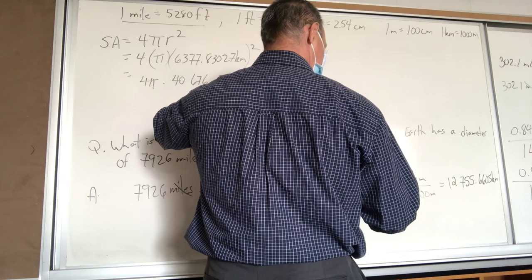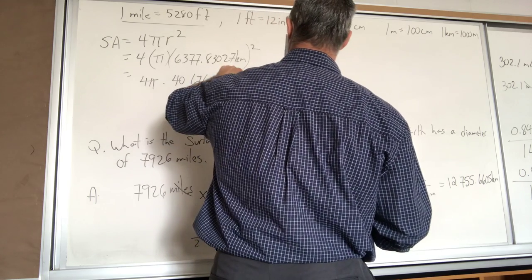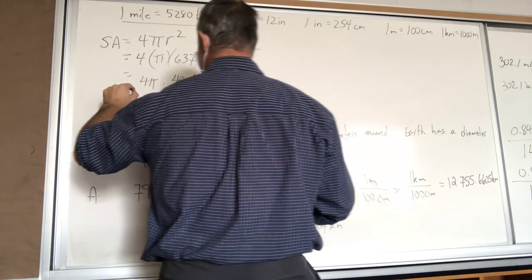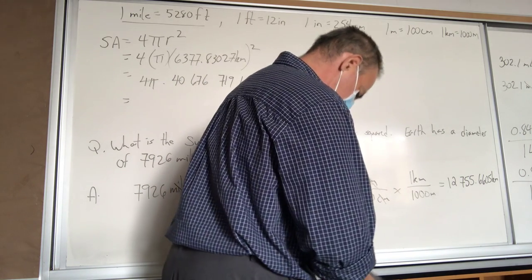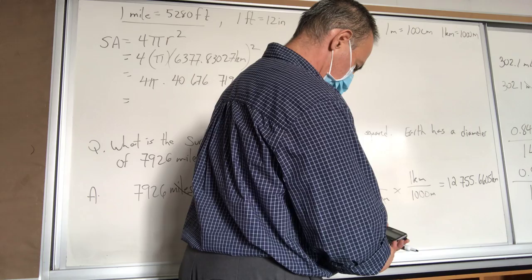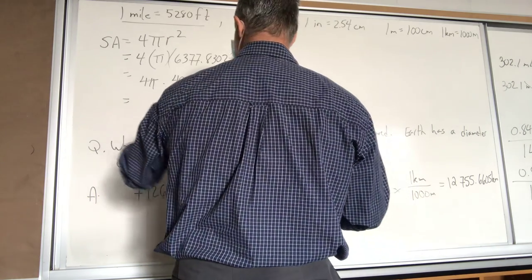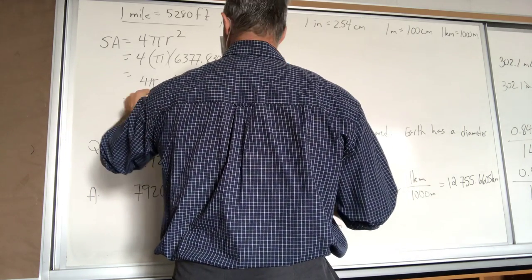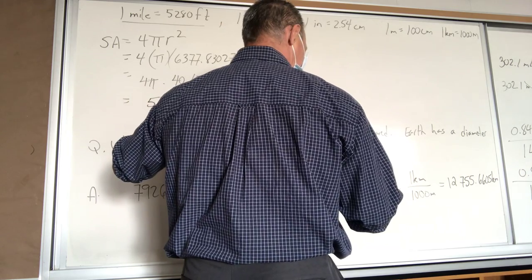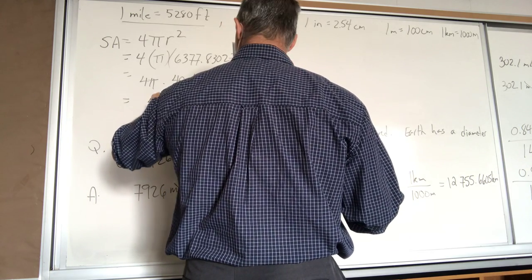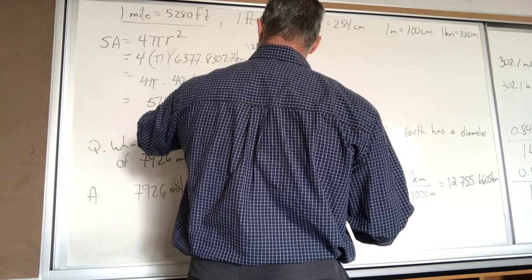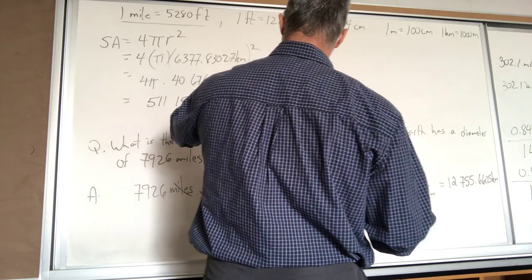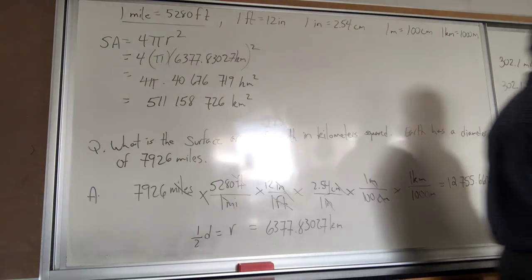Kilometer squared. Now multiply that by 4 pi times 4. Where's the pi? Pi equals, there we go. So the Earth is 511,158,726 kilometers squared, if you count the whole surface of the Earth.